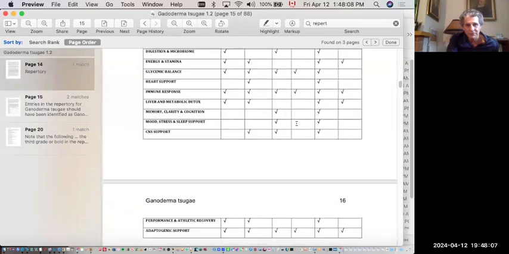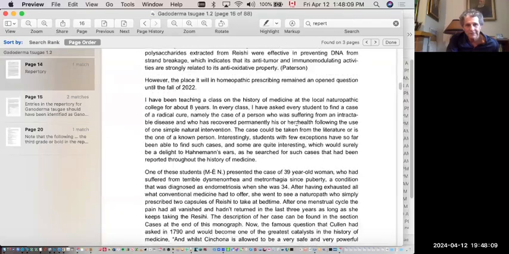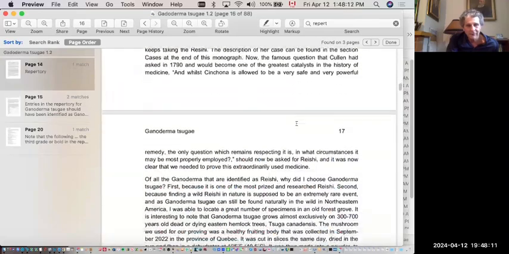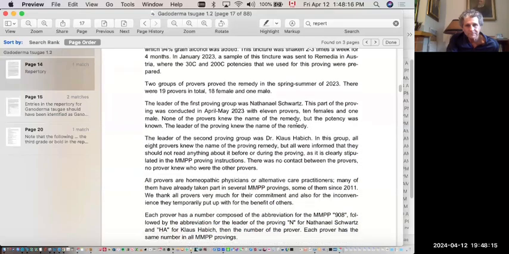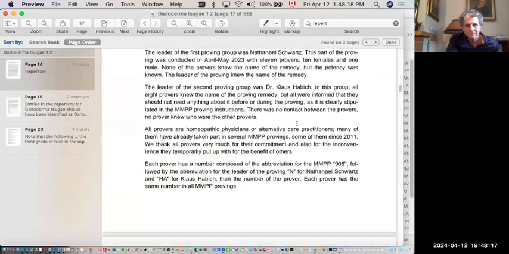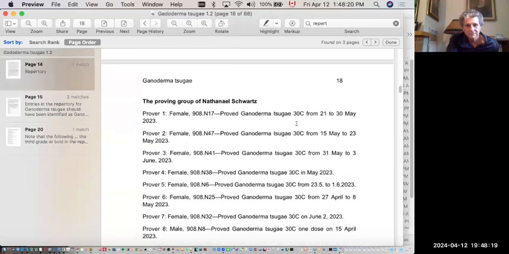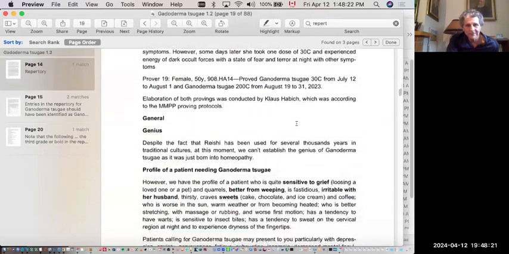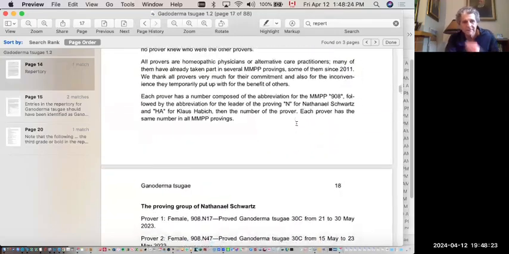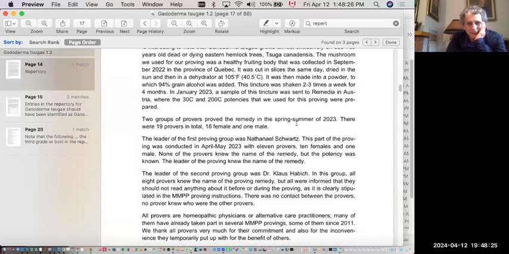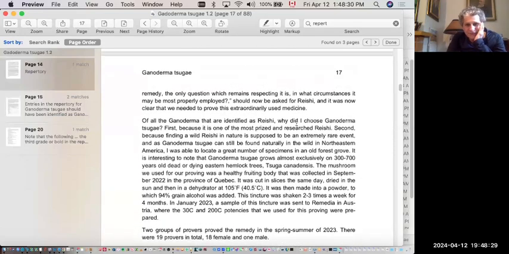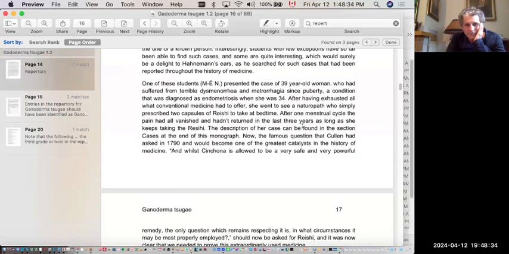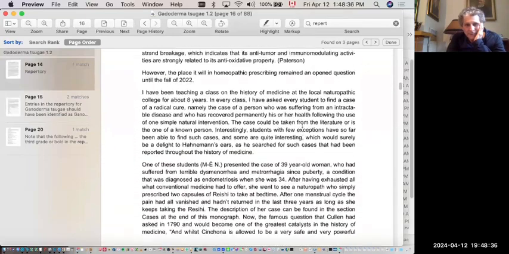And what I want to show you is our prover. So this is our proving team. Oh, what is it? I want to show you that our prover got such benefit from this remedy. Let me see if we can find it.